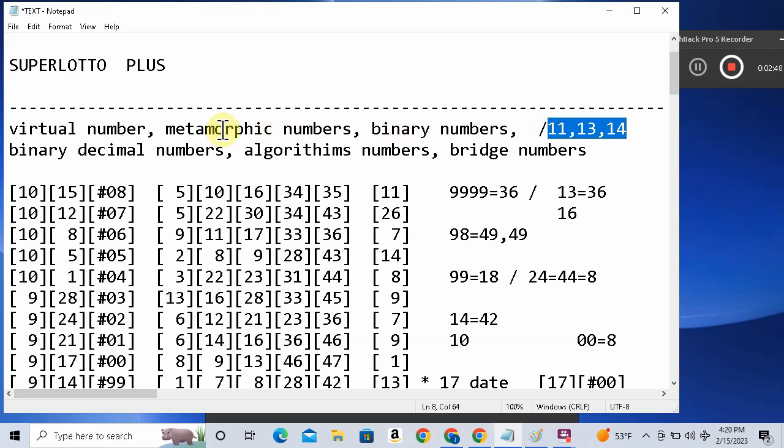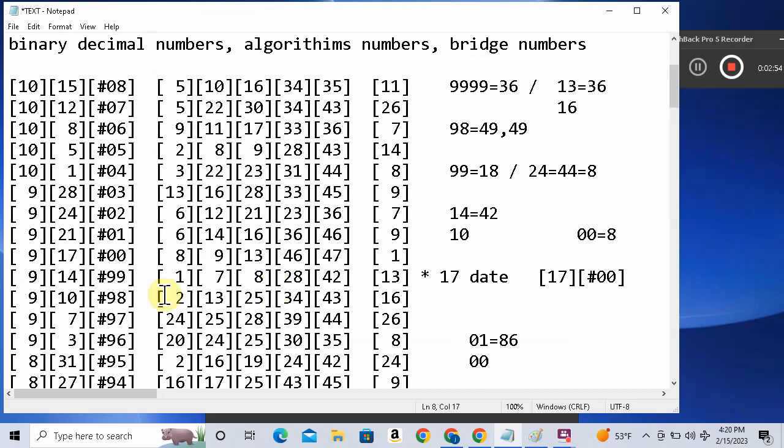You also have to understand metamorphic numbers. Like for instance, this is a metamorphic number. This is equal to 86. See, this is 0, 0. That makes an 8, and then this number makes a 6. So what you get is 86. That's what you call a metamorphic number.